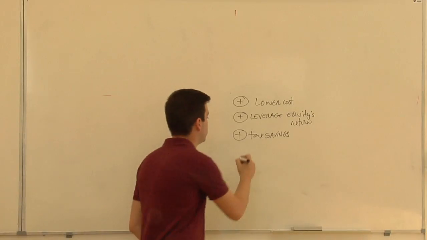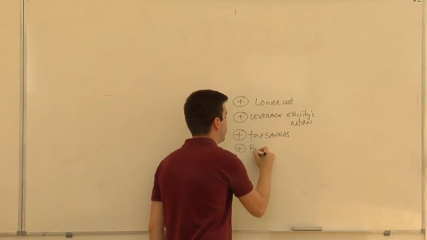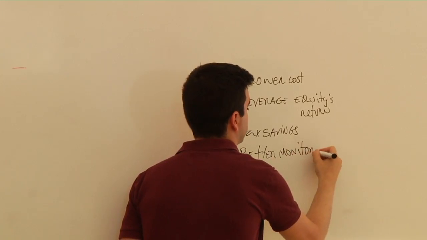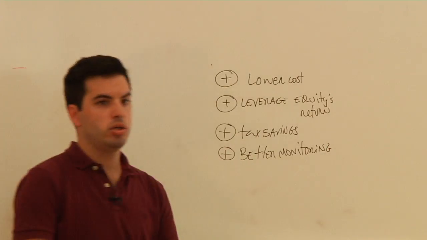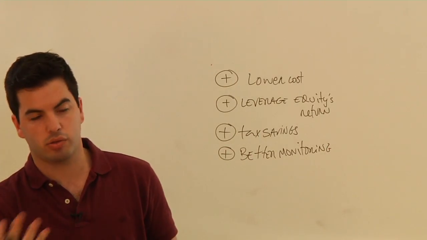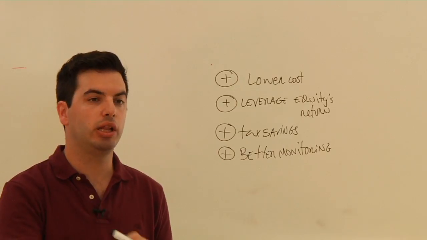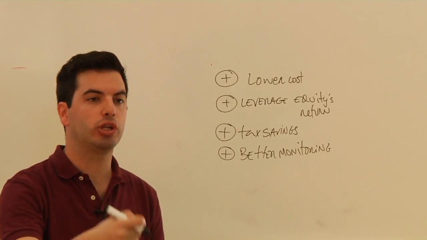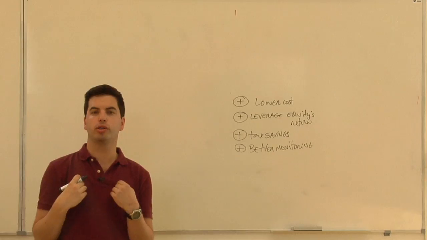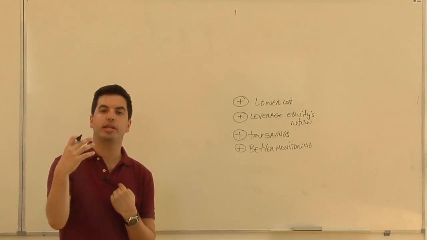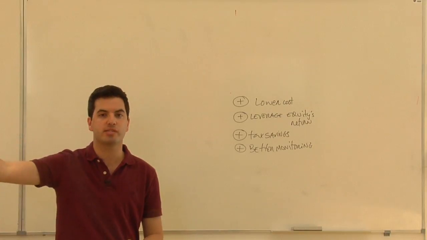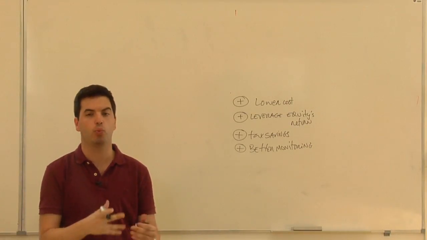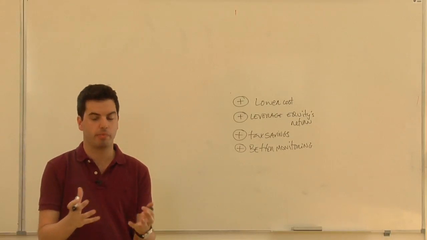And finally, we have better monitoring. If you have debt, and specifically if you have banks lending you money to the company, you will have another institution looking at the company. So the shareholders will like this because they know that the bank, the other investors, will also look at the company and will monitor what happens on the company, and maybe they will act on something.